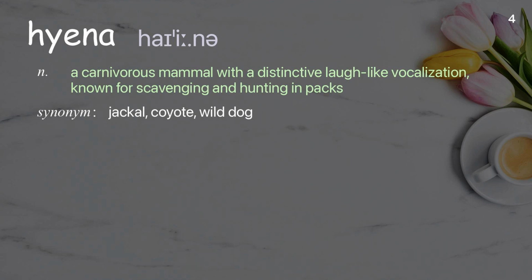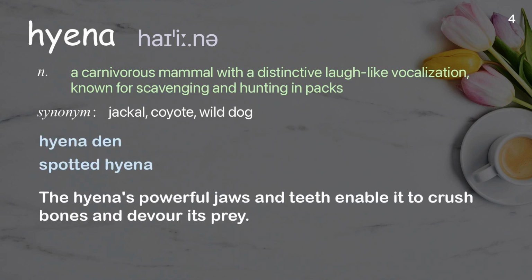Hyena. A carnivorous mammal with a distinctive laugh-like vocalization, known for scavenging and hunting in packs. Examples: Hyena den. Spotted hyena. The hyena's powerful jaws and teeth enable it to crush bones and devour its prey.